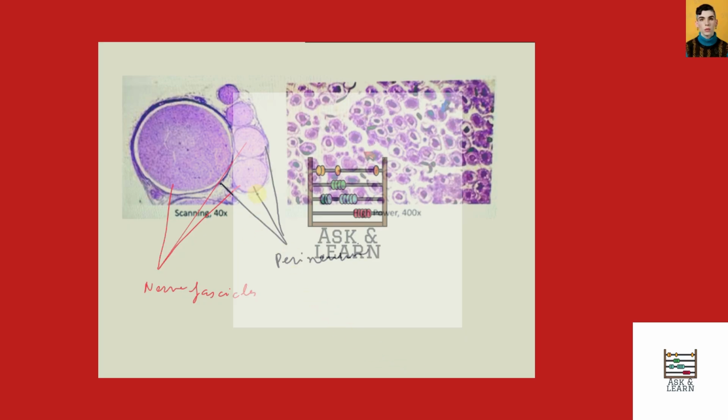Now, regarding the epineurium, it is the connective tissue which surrounds the entire nerve, which is this layer round, it represents the epineurium.